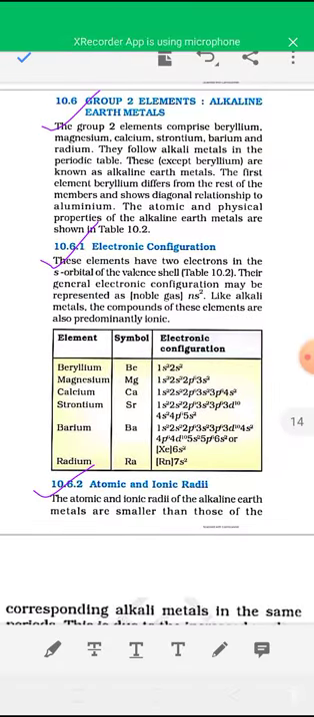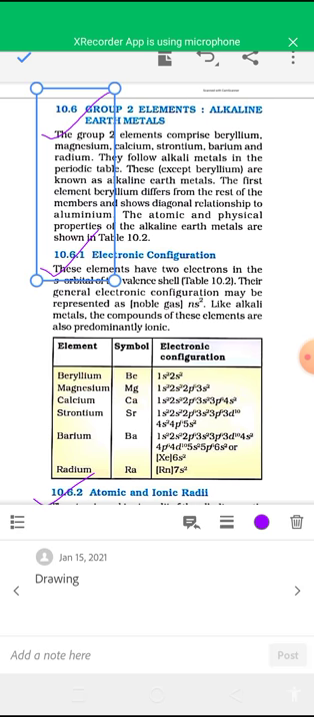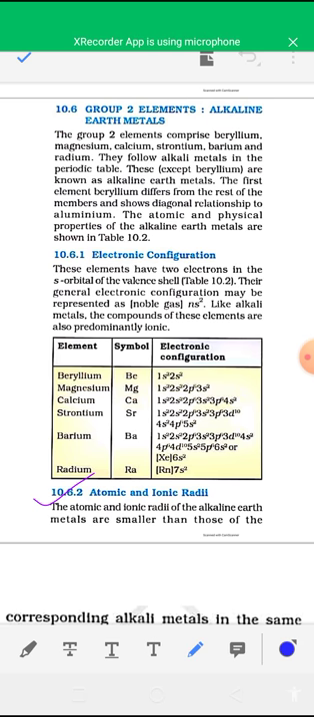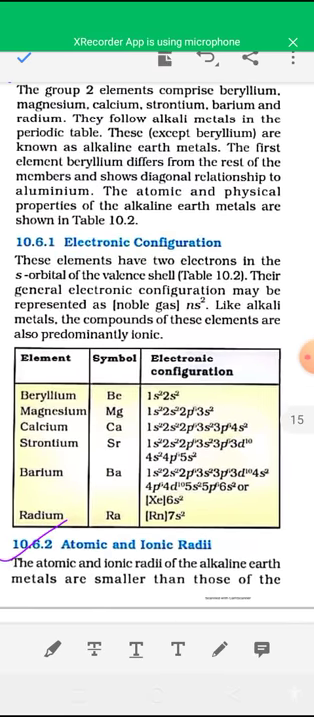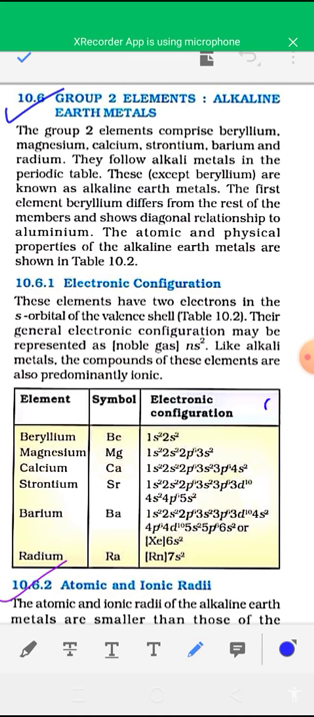Now see the next group, group 2 element, alkaline earth metal. Similar to group 1, the group 2 elements, that is alkaline earth metals, are beryllium, magnesium, calcium, strontium, barium and radium. These elements are given here, you can see, and their electronic configuration is also given. All these group 2 elements have 2 electrons in their outermost s orbital.